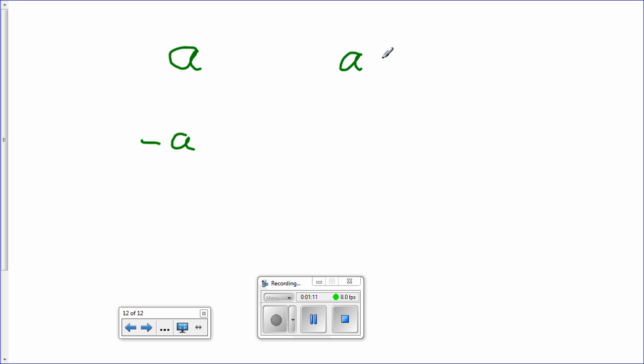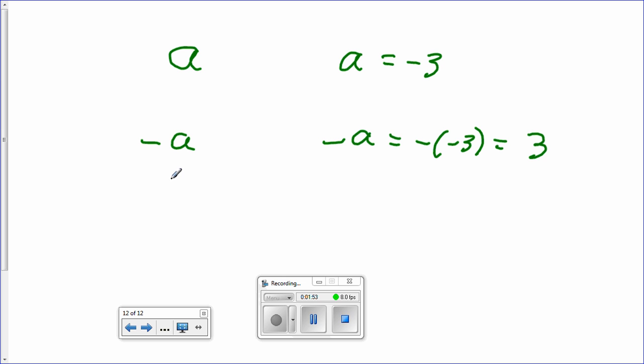Suppose a itself is a negative number, like negative 3. Then this expression, which we often read as negative a, is this. See, this negative here is this negative here, and the a is the negative 3. So actually, it would be better if we read this as the opposite of a. The opposite of a, because if a is negative, its opposite is going to be positive.